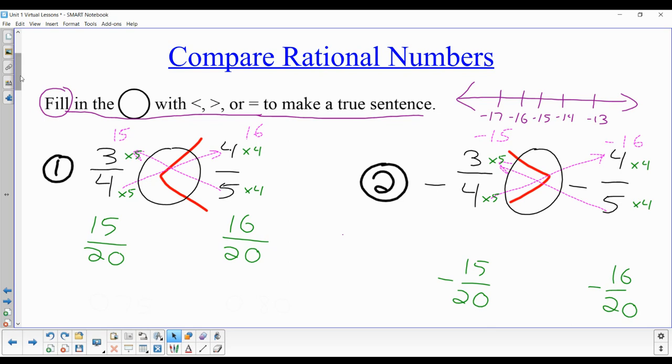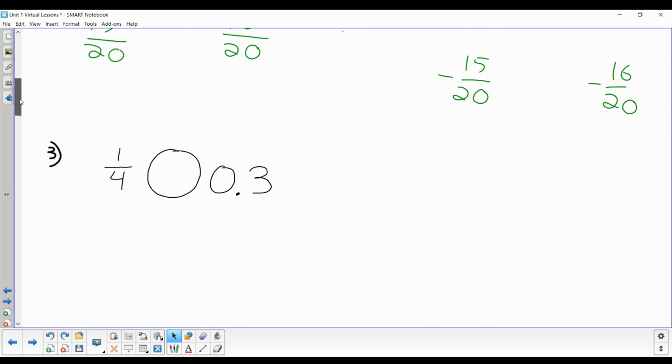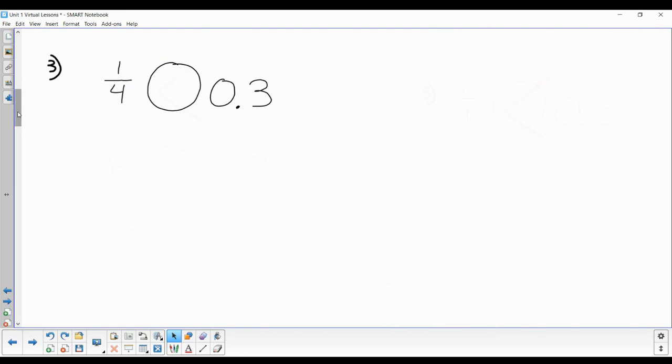But what happens if we have a more advanced problem? Rational numbers means it doesn't have to be a fraction, it could be a decimal. When I'm comparing a fraction with a decimal, again, the main rule for comparing is make them the same. So I have a choice here. I can make them the same by making them both fractions. 3/10 is how you read this decimal, so the fraction would be 3/10. And then I find a common denominator.